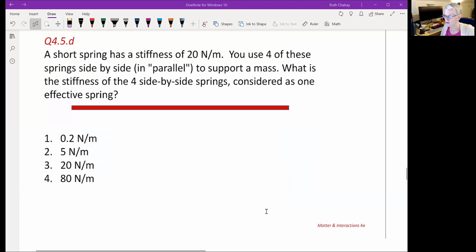And that means what in this case? We have a spring with a stiffness of 20 newtons per meter, and you put 4 of them side by side in parallel. What's the stiffness of this parallel array of 4 springs? So Michael's question is, by twice the size, I assume you mean twice the radius. I'm not sure how the radius of a spring is related to its stiffness. The stiffness of a particular spring is its own thing, so I'm not sure that's a relationship.